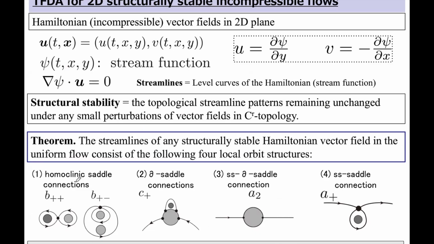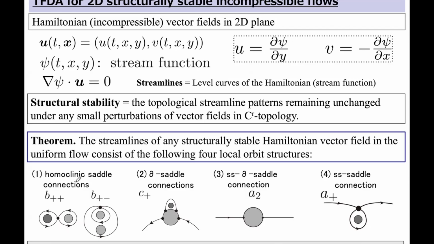We start with the simplest case: 2D structurally stable Hamiltonian incompressible flows. Here we assume that the vector field is Hamiltonian, in which the velocity components U and V are recovered from a scalar function, the stream function. This is why we say Hamiltonian vector field. We are interested in the particle orbits advected by this velocity field, so we track the topological structure of the level curves of the Hamiltonian, which are called streamlines.